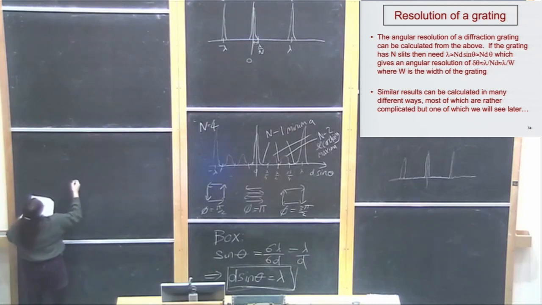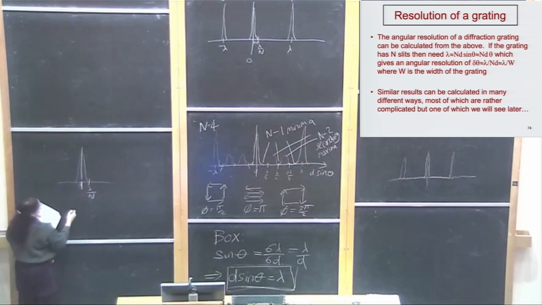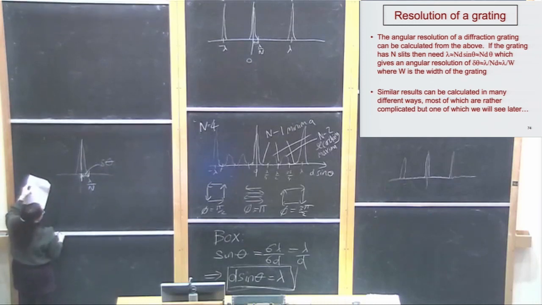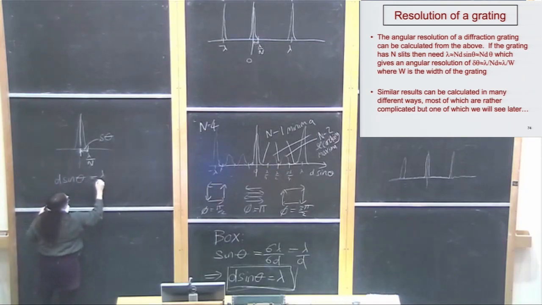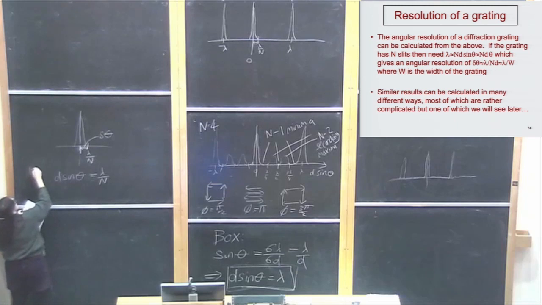So what I said was that my peaks first come to 0 at lambda by n, and I'm going to call this width, the angular width between the maximum and when I first go to 0, delta theta. So we know that d sine theta, let's just look at the central peak because it's the same for every peak, d sine theta equals lambda by n is the point at which I go to 0.